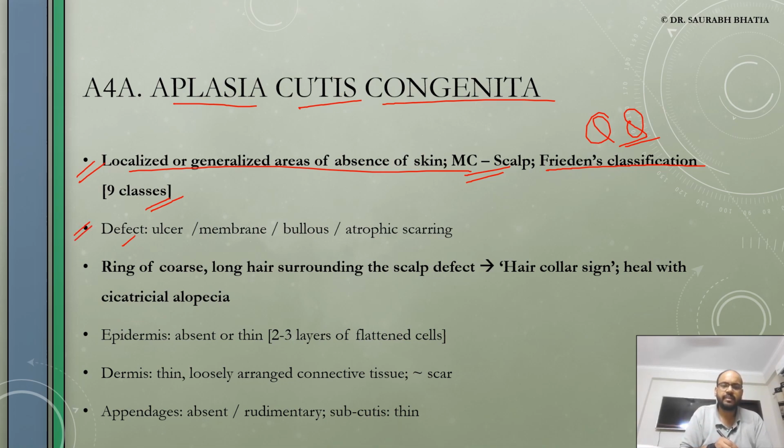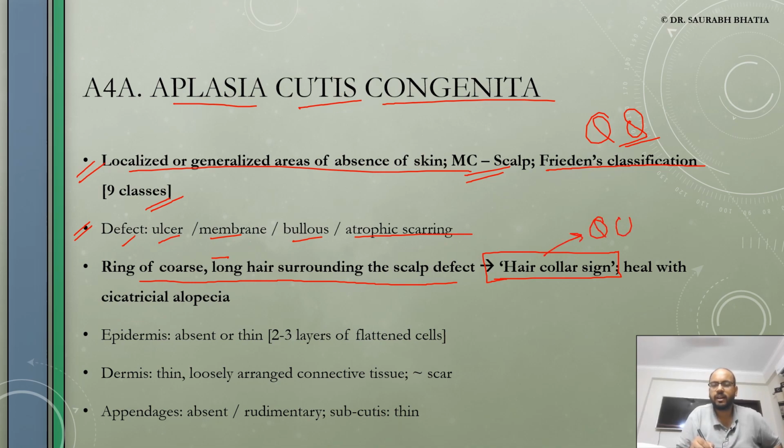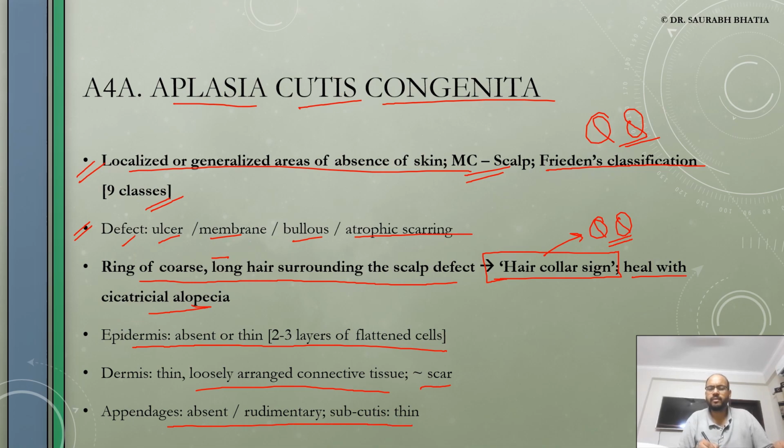The defect, that means the area where the skin is absent, can be an ulcer or a thin membrane, or it could be bullous, or it could just have atrophic scarring. There is a ring of coarse long hair surrounding the scalp defect, and this is known as the hair collar sign. Again, this could be a good question. This area heals with cicatricial alopecia. The epidermis is absent or thin with 2 to 3 layers of flattened cells. The dermis is thin and loosely arranged connective tissue, looks roughly like a scar. The appendages are absent or rudimentary, and the subcutis is thin.